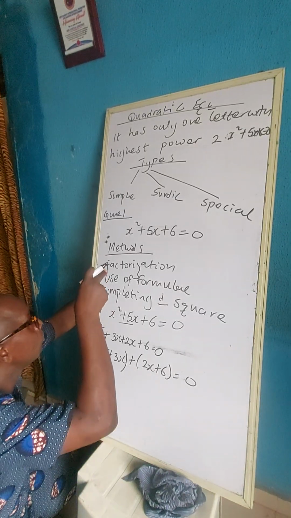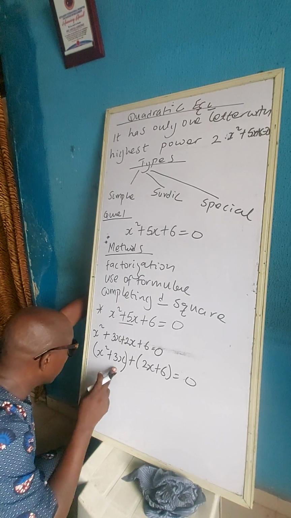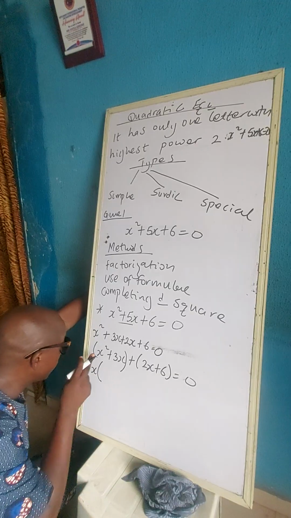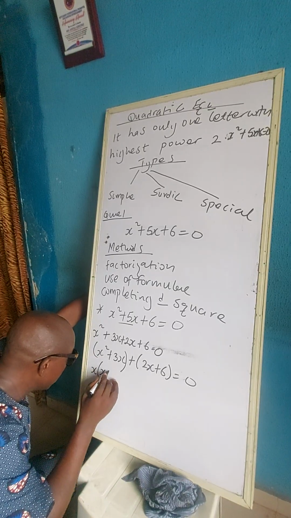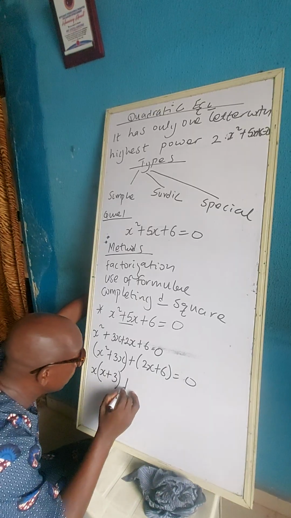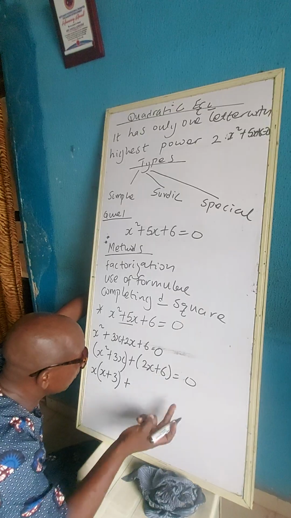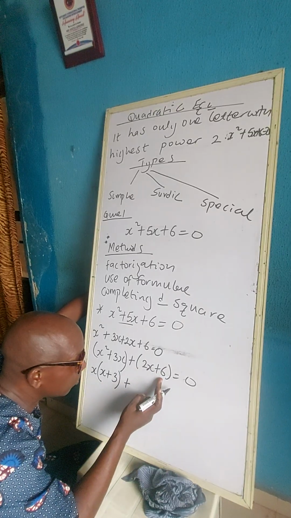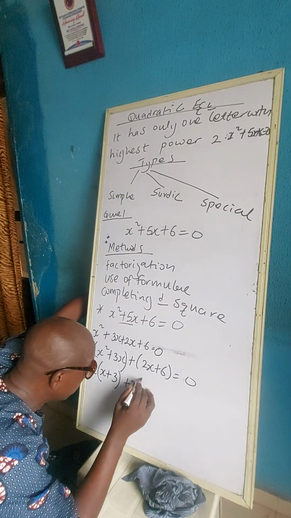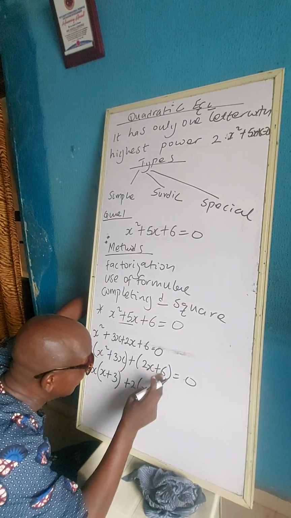Factorize. That is the reason why factorization comes into play. What is common? X is common. Bring it out. This one remains x, this one remains 3. Close the bracket. Plus, what is common? X is here, x is not here. 2 here, 2 can also be gotten from here. That means 2 is common. This one remains x, this one remains 3, 2 in 6, 3.